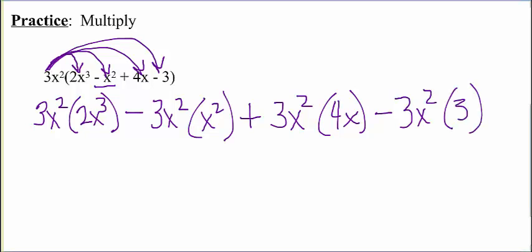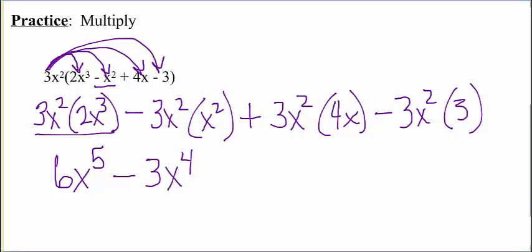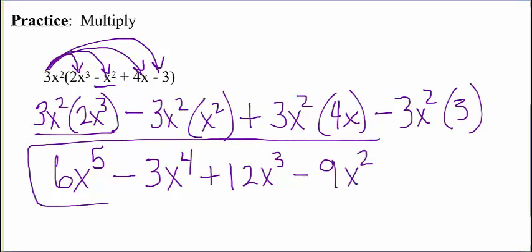And then you simplify each of those expressions. So 3 times 2 in the first set gives us 6x to the 5th power. Remember how to work with exponents. You would add the exponents in this case, since it's x squared times x to the third, minus 3x to the 4th, plus 12x to the third, minus 9x squared. And that is our final solution.